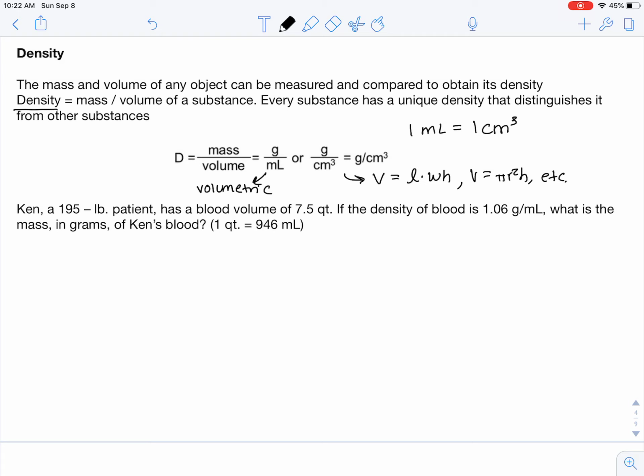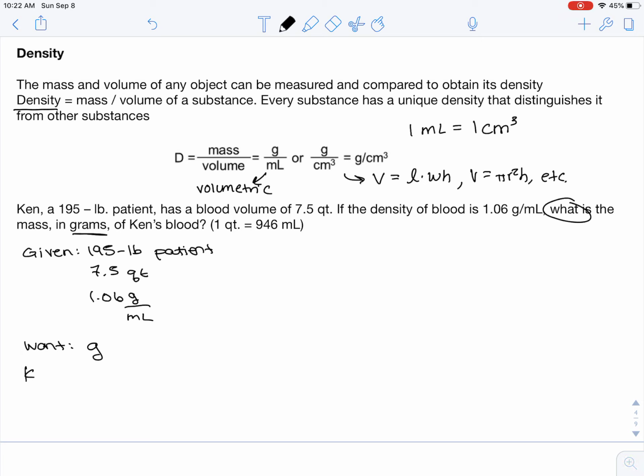Ken, a 195-pound patient, has a blood volume of 7.5 quarts. And the density of blood is 1.06 grams per milliliter. What is the mass in grams of Ken's blood? Okay, so I'm given quarts, grams per milliliter, pounds.